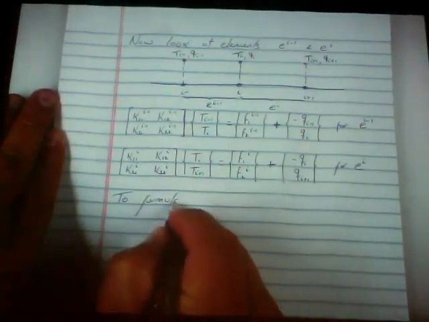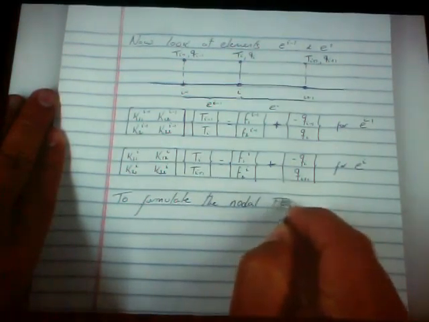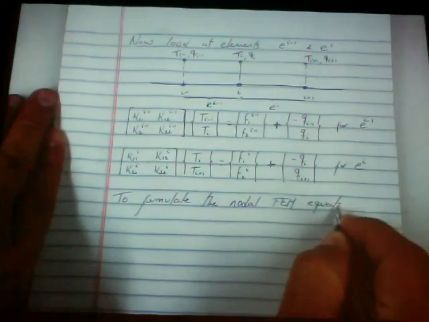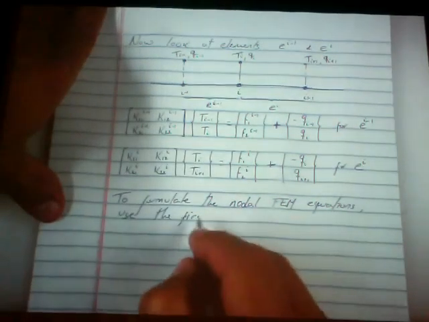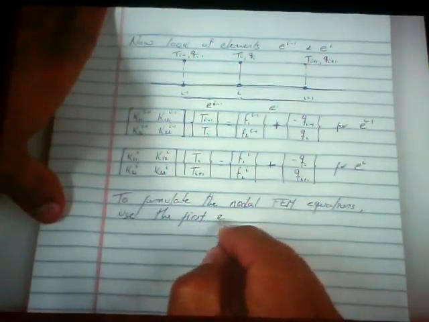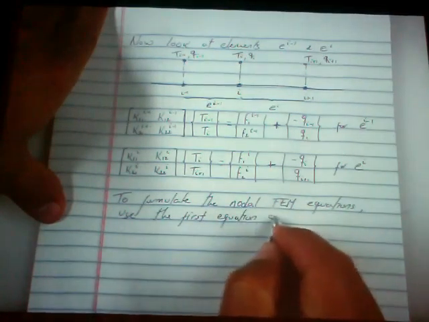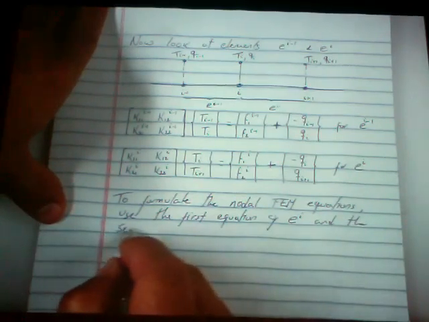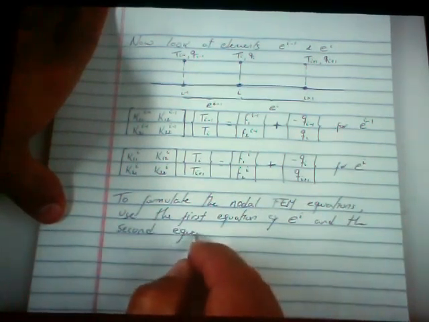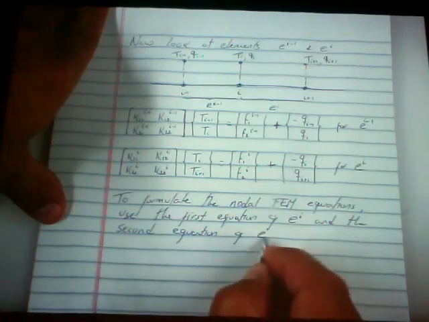So to formulate the nodal FEM equations, you can use the first equation of E_i and the second equation of E_(i-1). So this will result in the following.